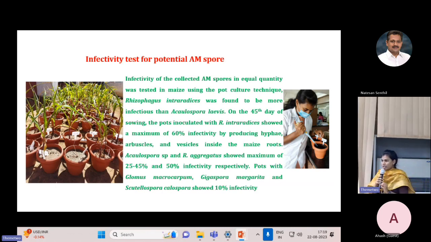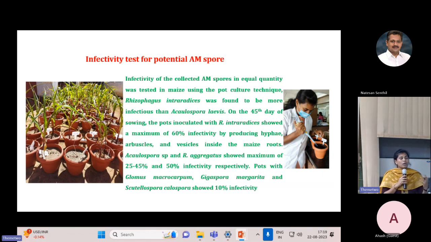I extracted the spores, inoculated them into pots, and grew a maize crop. What I found was a miracle. Before that I said the predominant spore was Acaulospora, but when I checked the infectivity, the Glomus, that is Rhizophagus intraradices, was found to be more infectious than the other spores.